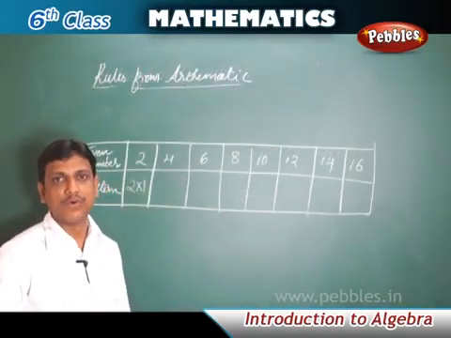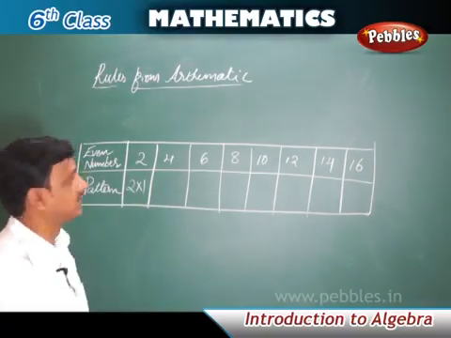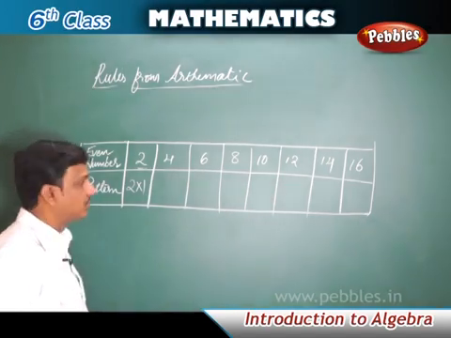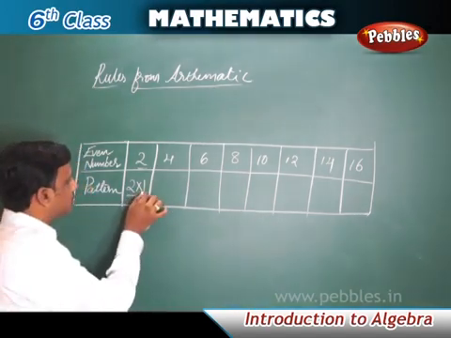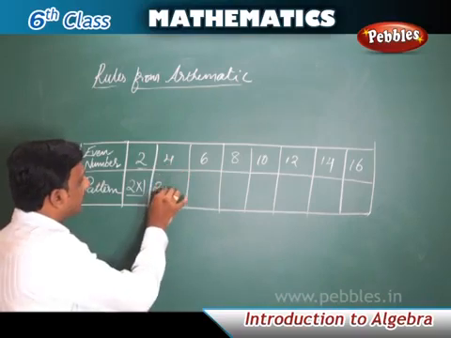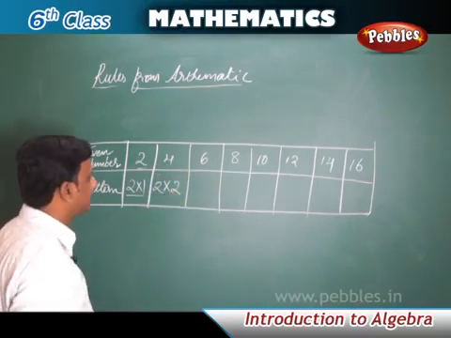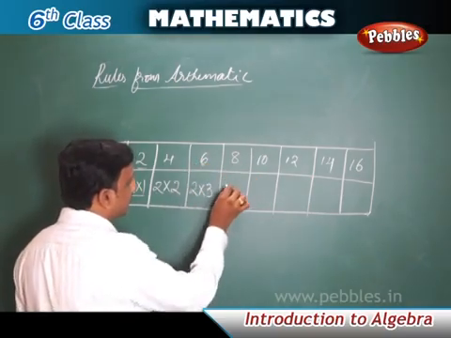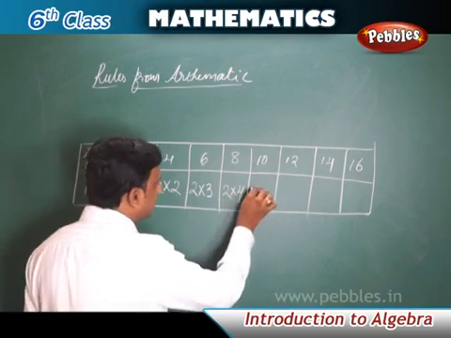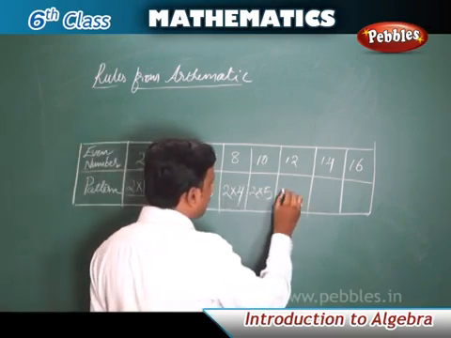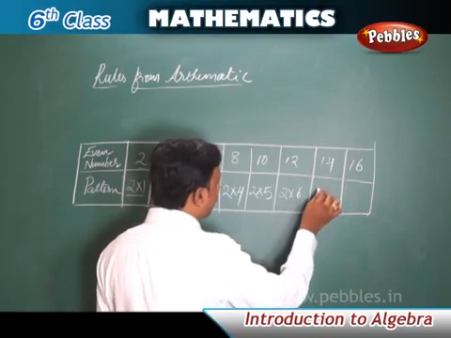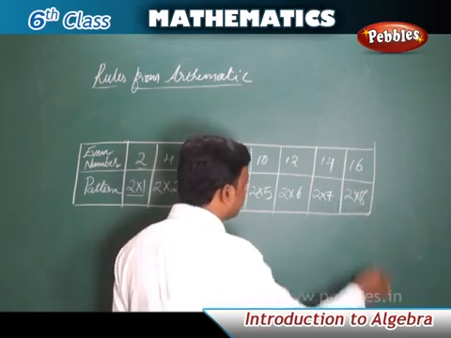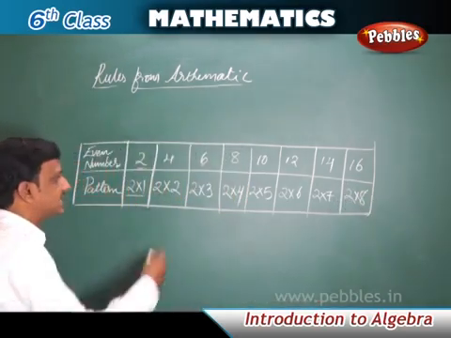Now we can understand more about patterns from even numbers. Let us see the even number pattern here. Here is an even number 2, and its pattern is written as 2 into 1. And look at 4, it can be written as 2 into 2. And 6 can be written as 2 into 3, and 8 as 2 into 4, 10 as 2 into 5, 12 as 2 into 6, 14 as 2 into 7, and 16 as 2 into 8. So these are the patterns for these even numbers.